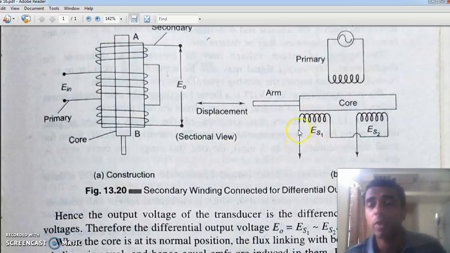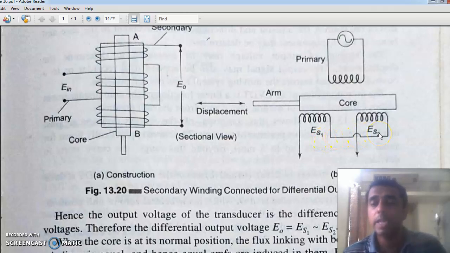That means the current flowing will be the same. But the direction of current is different. So the orientation of flux induced in S1 as well as S2 will be opposite to each other. So the net output voltage will be the difference between these two voltages, that is ES1 minus ES2.